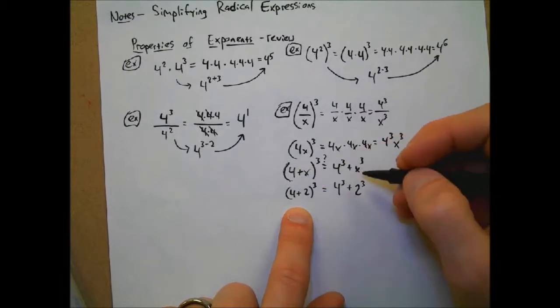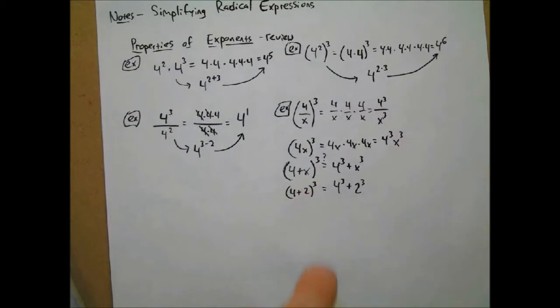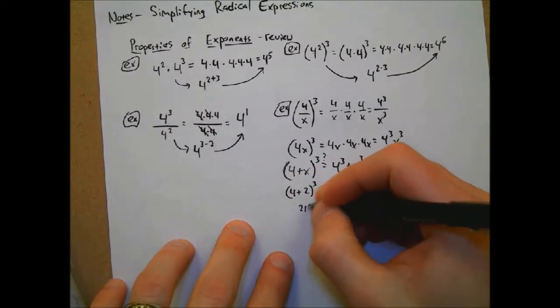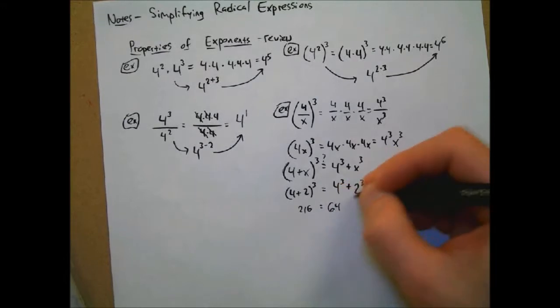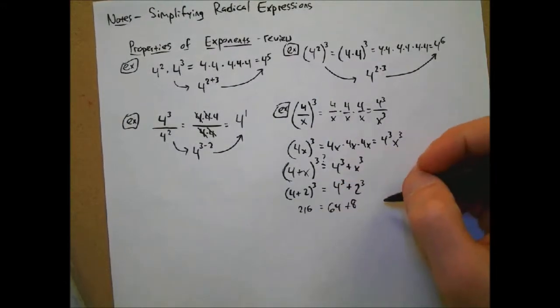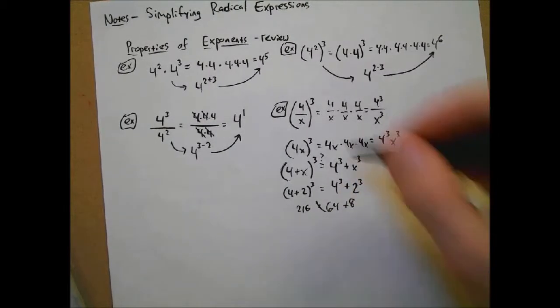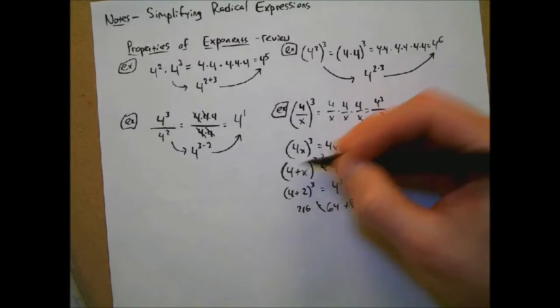Well, 4 plus 2 is going to give me 6, and 6 to the third is 36 times 6, 216. Okay, 4 to the third, though, that's 64. 2 to the third, that's 8. Does 64 plus 8 equal 216? No. So in general, these will not be equal. So you cannot just distribute a power.